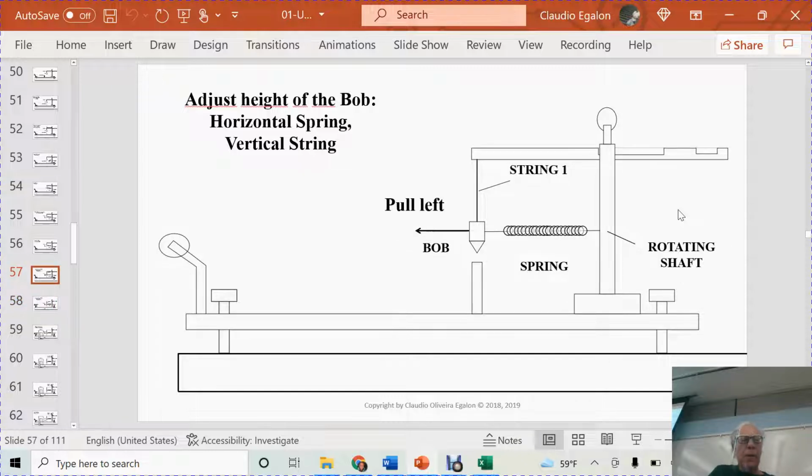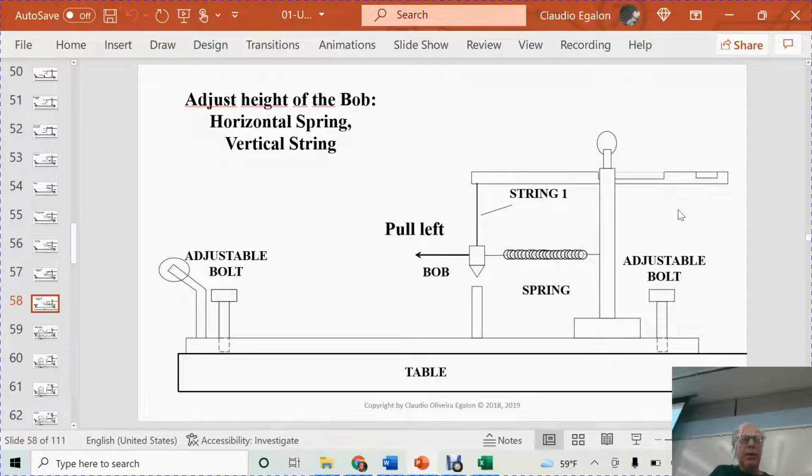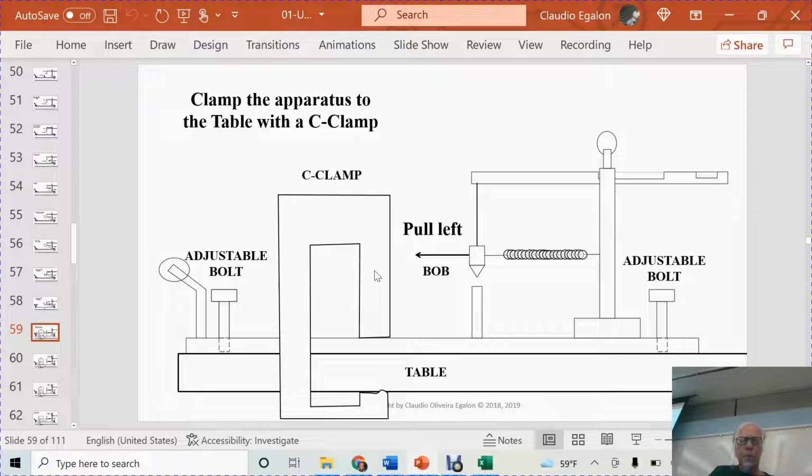Okay, so you have to adjust the height of the setup by adjusting the bolt so the bottom of the setup touches the table. And then you clamp the experiment with the C-clamp. So far, nothing different, right? The only thing that you had to do additionally was this one here.